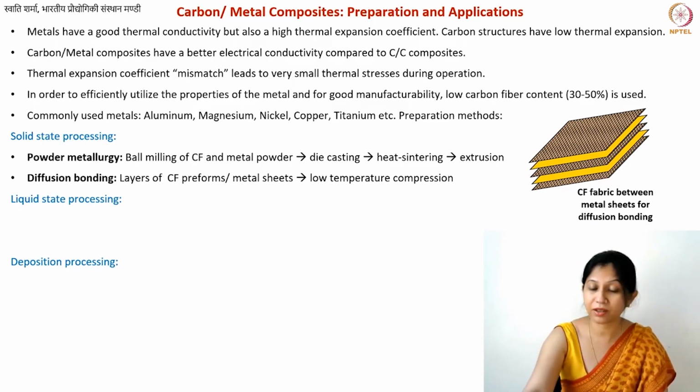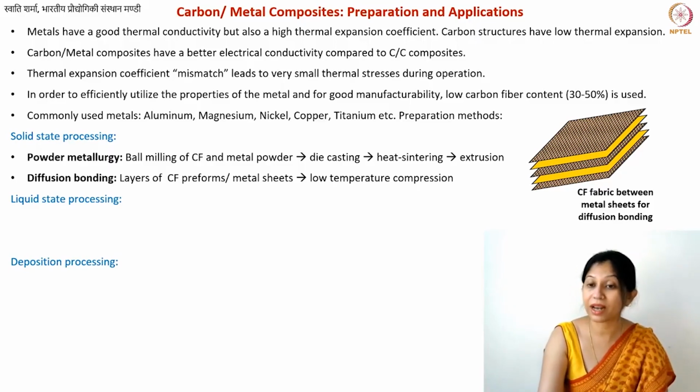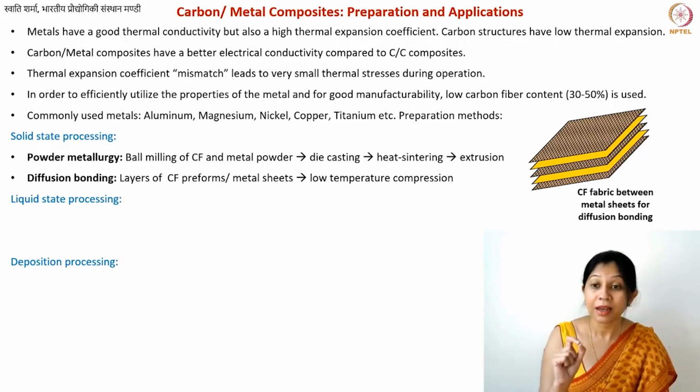So metal matrix composite, by the way, is a more general term. You can also have other additives, not just carbon. Then this is a more general term. But when we talk about carbon metal composites, then we typically call them carbon metal composites. But I have not used the term CMC because that may be a little bit confusing. There may be ceramic metal composites. They are also called CMC. So let's just stick with carbon metal composites.